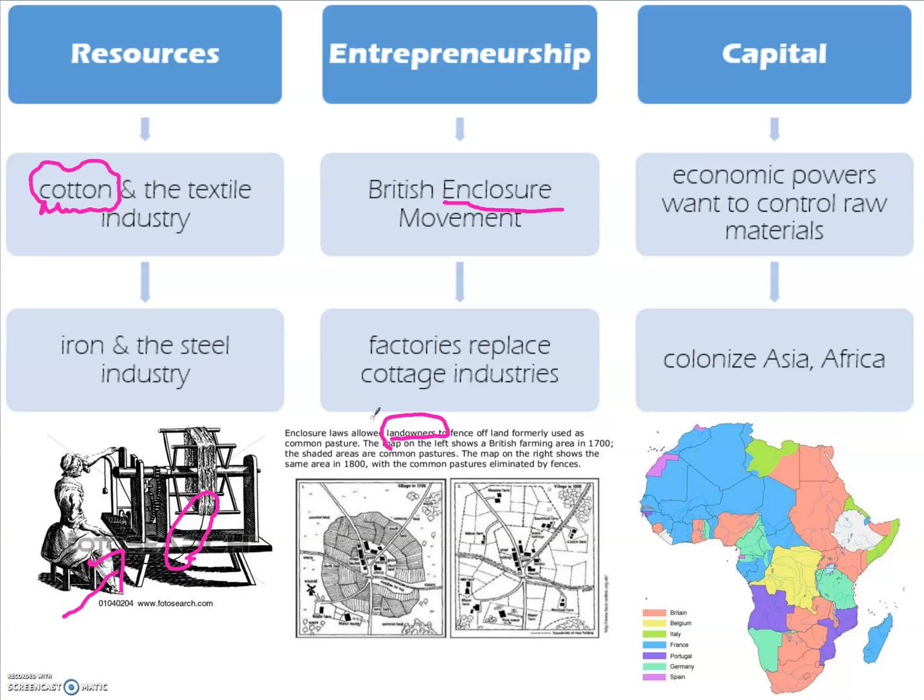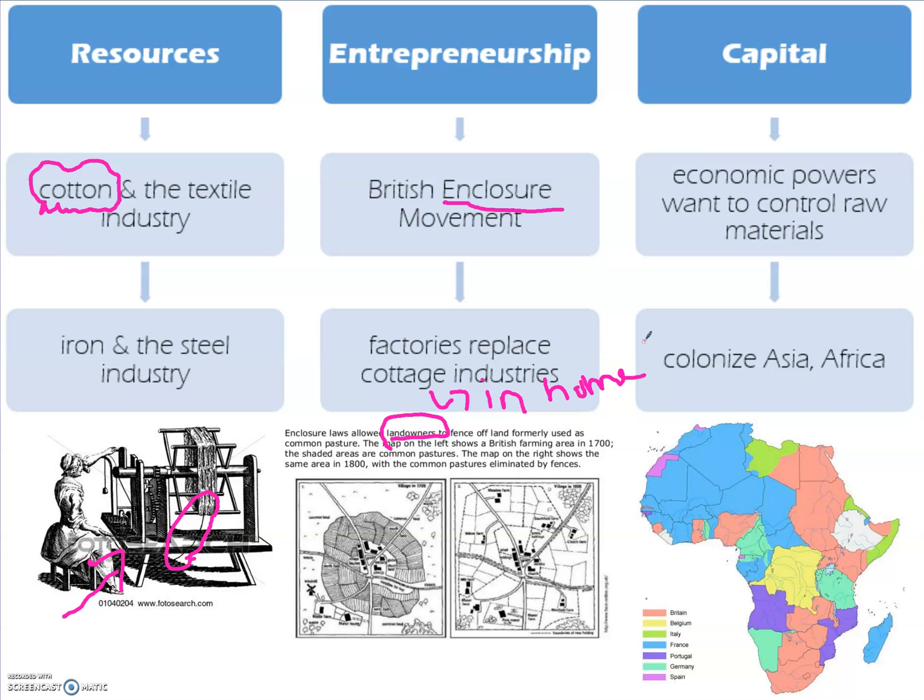And what that meant then is that factories are going to replace cottage industries. A cottage industry was an in-home industry where people were making their cloth at home. And the factory system is going to replace that system. It's more efficient, but also the peasants no longer had access to the land in which to use this.